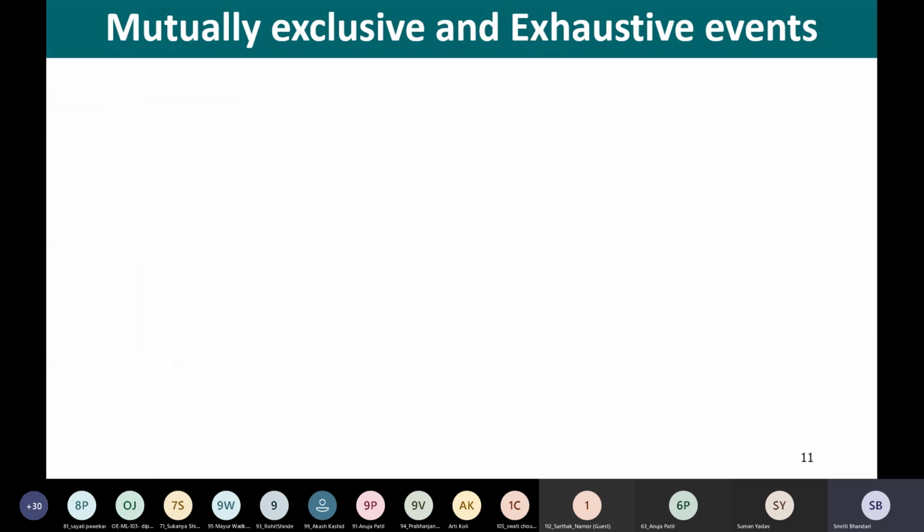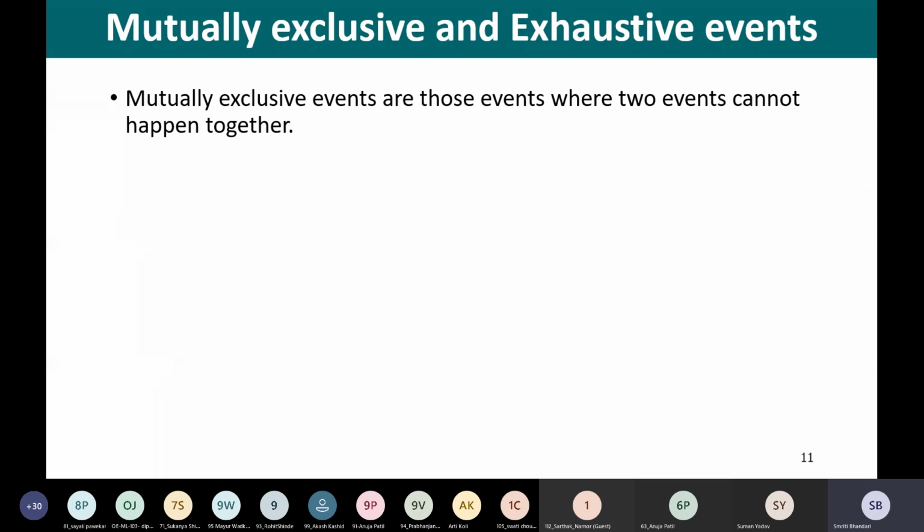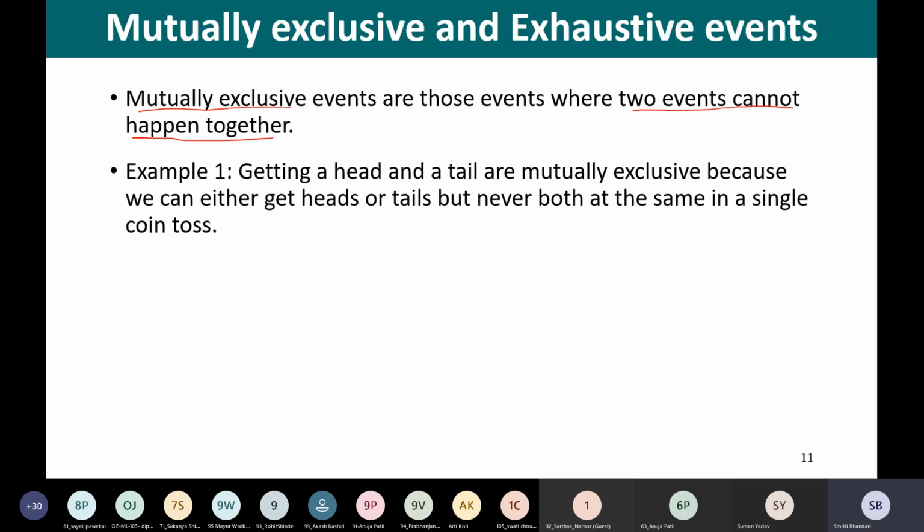Now, the next concept that we are going to discuss is mutually exclusive and exhaustive events. Mutually exclusive events are the events where two events cannot happen together. If two events cannot happen together, then we say that these are mutually exclusive events. Let us see the example. Getting a head and a tail are mutually exclusive.